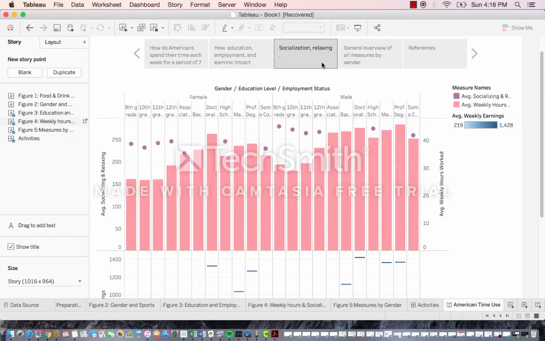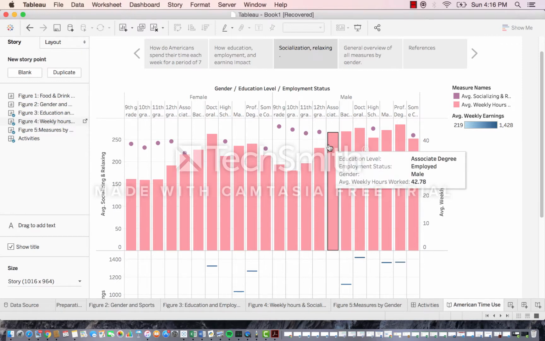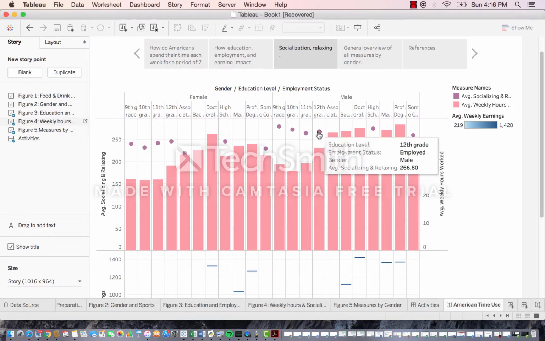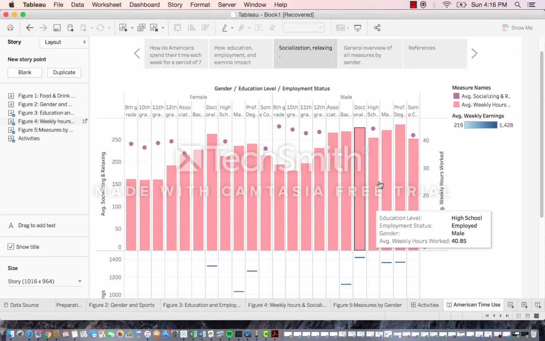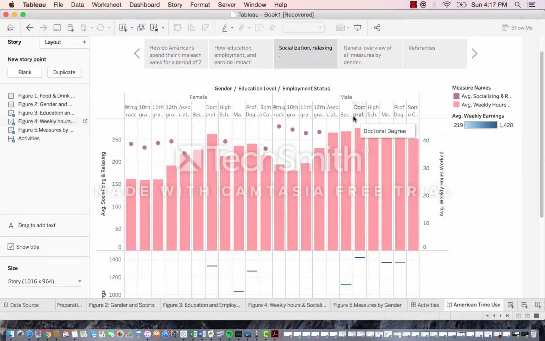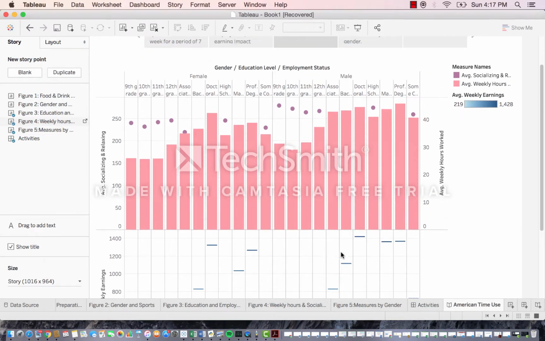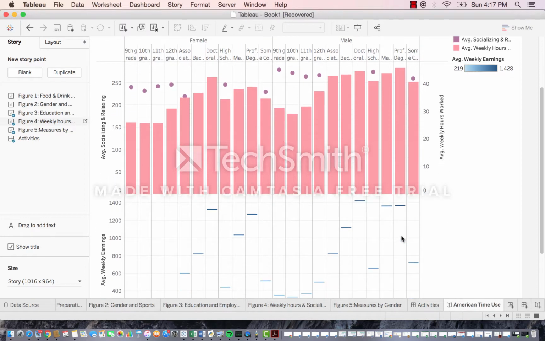The next thing we're going to look at is socialization and relaxing. As you can see, we don't see any socialization and relaxing from individuals who are highly educated and are putting in more weekly hours worked and are earning highly. Let's say doctoral degree holders or professors, they don't have any time to socialize and relax. And as you can see, the dark blue shows that they're earning the most.